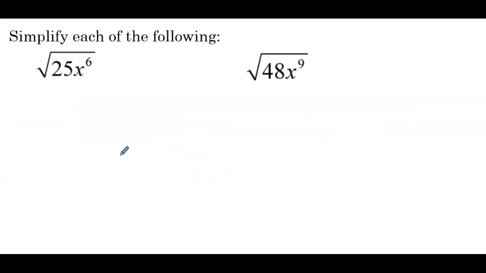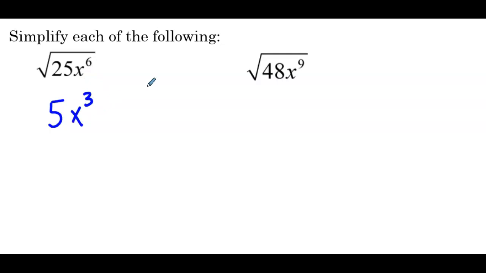So simplify each of the following. So we have the square root of 25 times x to the sixth. So 25 is a perfect square, x to the sixth is a perfect square, right? Even exponent, we can express it as some expression in terms of x times itself. So what is this going to be? Well, the square root of 25 is 5, and then x to the sixth, the square root would be x to the third.